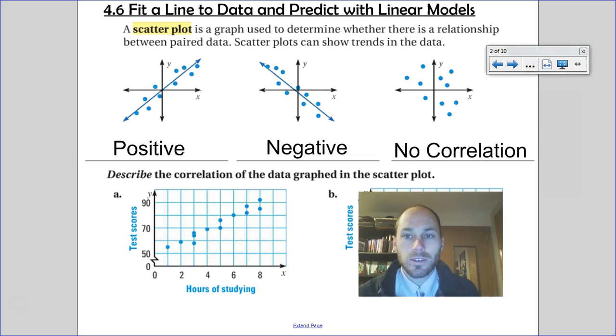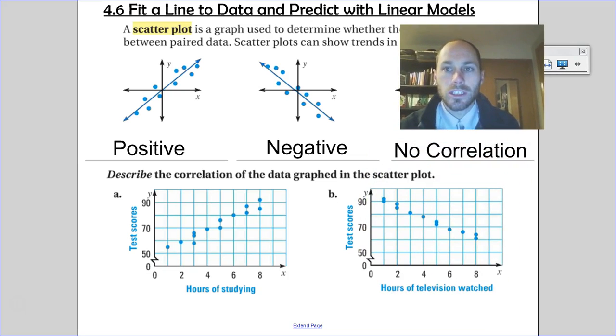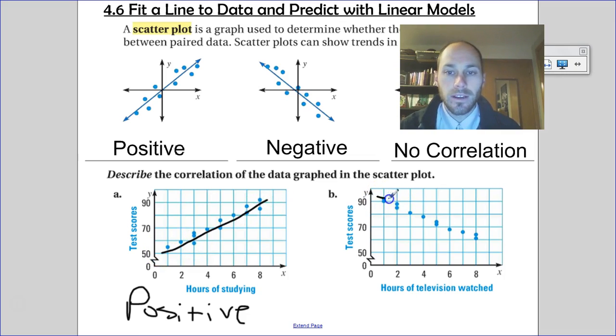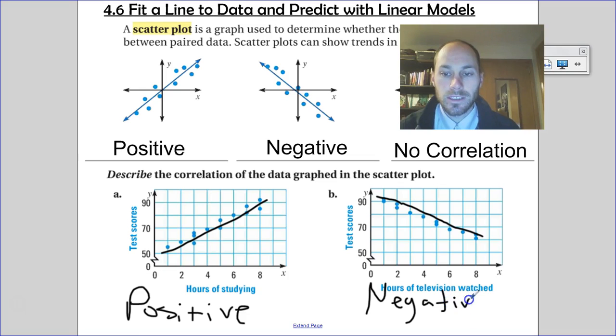So take a look at these two graphs below and see which correlation they have, that positive correlation, negative correlation, or no correlation. So the first one, hours of studying compared to test scores, that one we can say is positive. Generally, the more hours you spend studying, the better your test scores are. The next one, hours of television watched compared to test scores, there seems to be a negative correlation to that one. Or to draw a line through those, it would seem that the more hours of television watched, the lower the test scores.